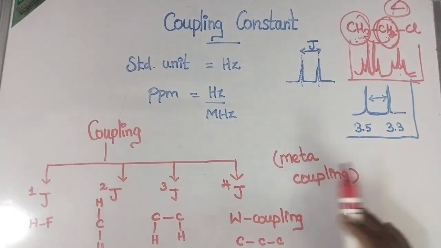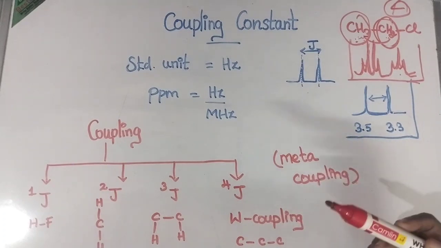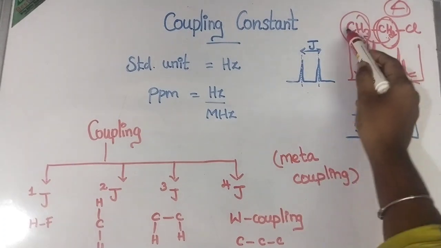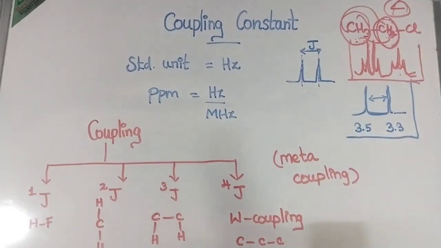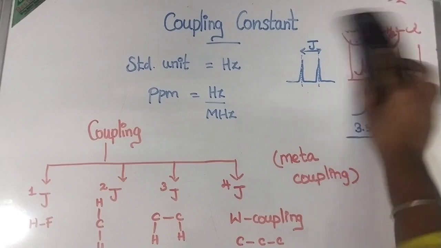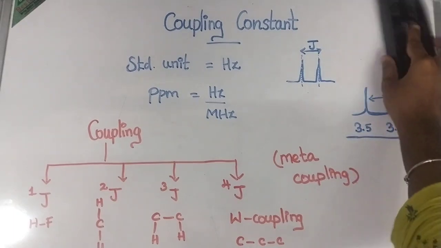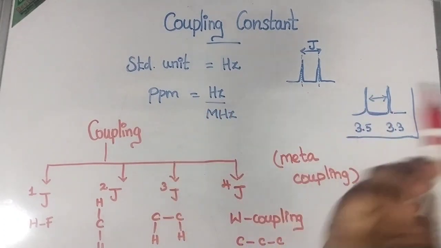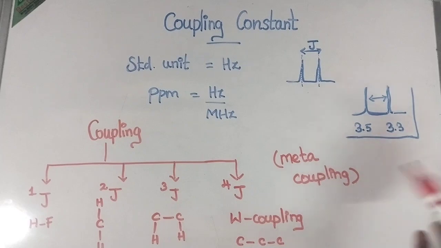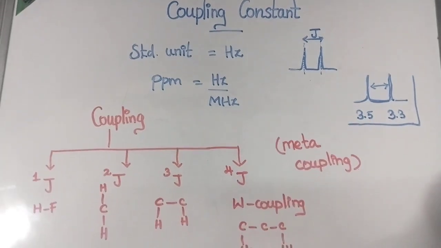Otherwise it is known as spin coupling, because the neighboring protons couple with each other. This proton couples with this, and this couples with this, hence it is known as spin coupling. Now, couplings are of several types: J1 coupling, J2 coupling, J3 coupling, J4 coupling.